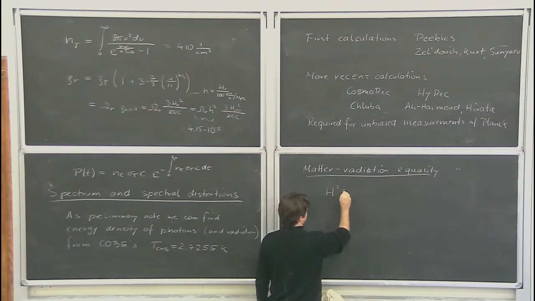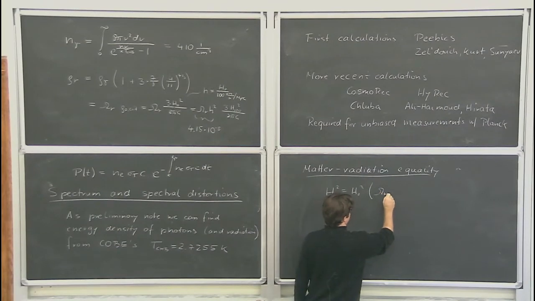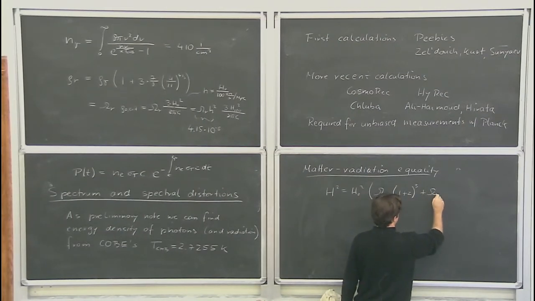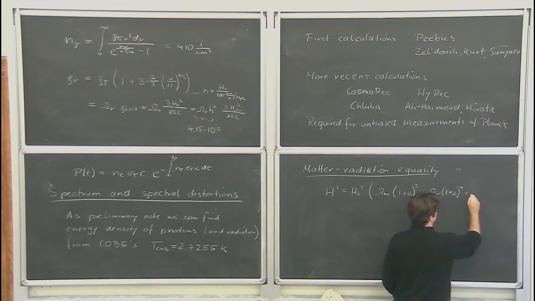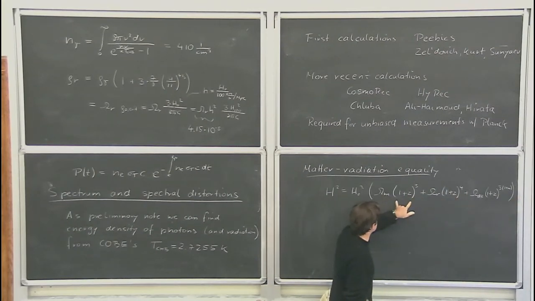So here, remember that H squared was equal to H0 squared, the present Hubble parameter squared, times omega matter times 1 plus z cubed, or before we wrote it as a0 over a cubed, which is the same thing, plus omega radiation times 1 plus z to the fourth. And then usually you might just put omega lambda here. For now, let's be more general and put omega dark energy times 1 plus z to the 3 times 1 plus w, but we're actually not using it because right now we're just trying to compare the energy densities in the matter and the radiation.